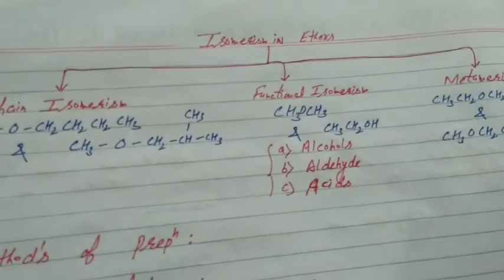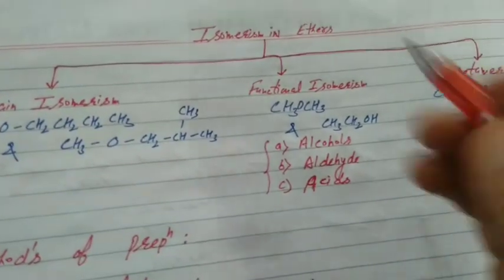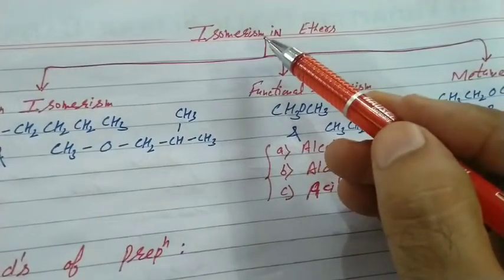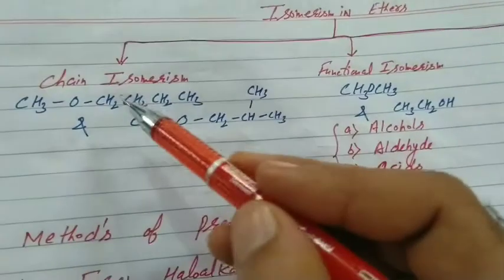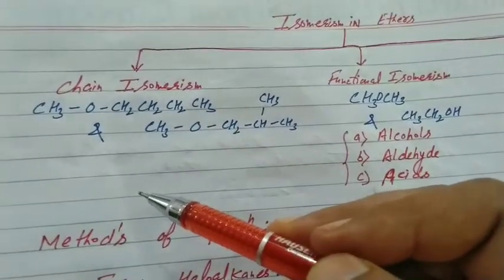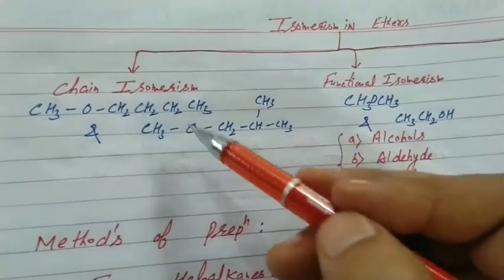After this, students, next, isomerism in ethers. Already we have discussed the concept of isomerism. Iso means same, meros means parts. Same formula, different properties. Chain isomerism: isomers differ by the nature of carbon chain. So this pair of ethers shows which isomerism?